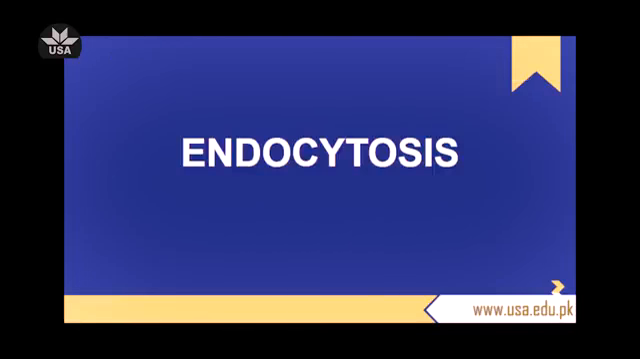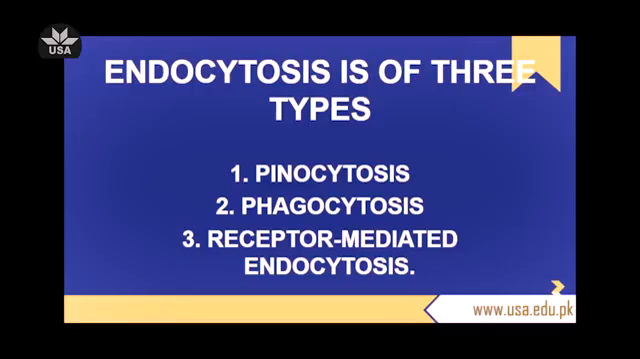First of all, we need to understand what endocytosis is. Basically, endocytosis is defined as a transport mechanism by which macromolecules enter the cell. Macromolecules, substances with larger molecules that have a larger diameter, cannot pass through the cell membrane either by active or by passive transport mechanism. So such substances are transported into the cell by this process of endocytosis. Endocytosis is further categorized into three types: pinocytosis, phagocytosis, and receptor-mediated endocytosis.